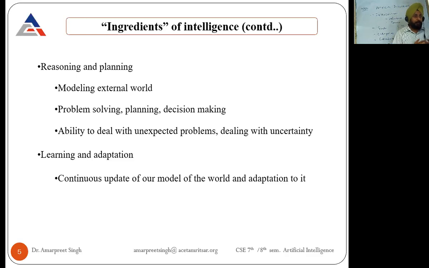We can schedule the different processes of that particular main thing or the program, the task we have in our hand. So we can model it out. Whatever the thing is in our hand, we first of all model that thing in the external world. Then problem solving is there. We solve the problem, we plan, and we make the decision. Decision making is a very important component.